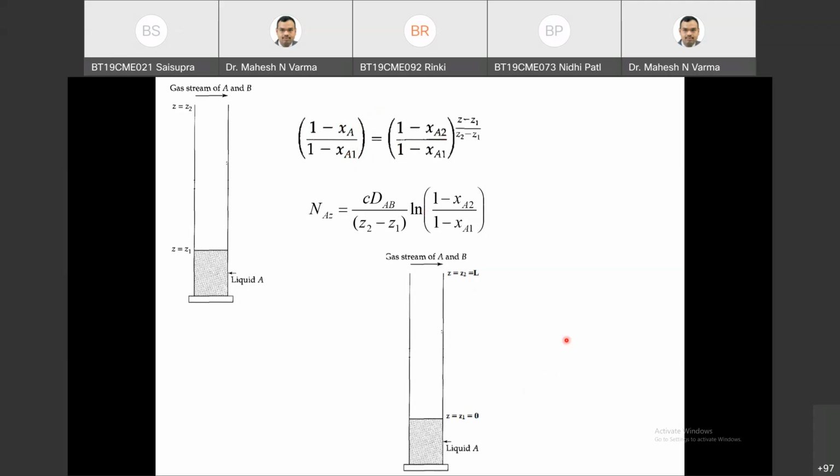Yes, sir. In the previous one, Z1 is here, XA is around 0.92. Here it's 0.1. Instead of Z1, we'll get L. From 0 to L. So what will be the concentration profile? That is what I am asking you. Give me the concentration profile for this. How will XA change with Z?